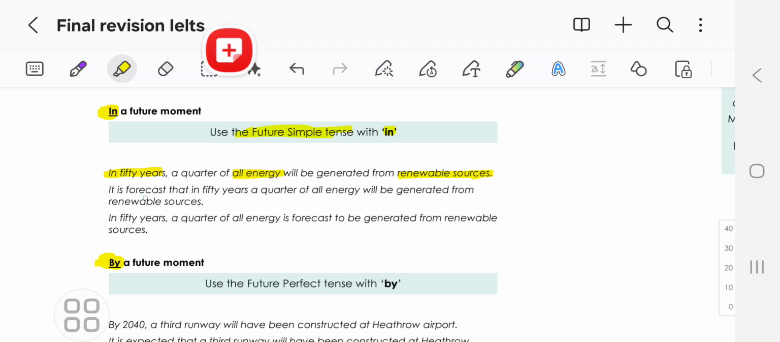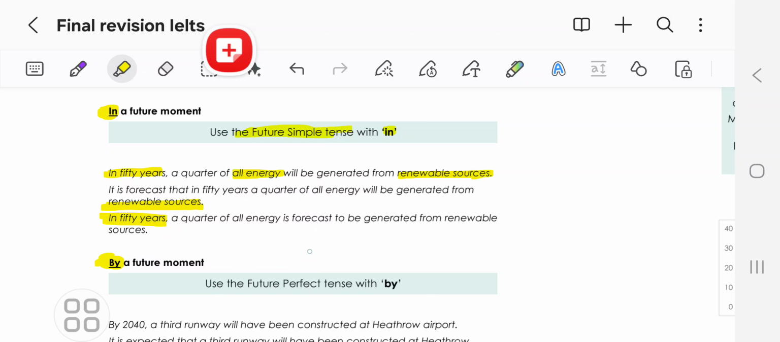It is forecast that in 50 years a quarter of all the energy will be generated from renewable sources. If you remember, there was a question with a pie chart of that particular year, 2050. In 50 years a quarter of all the energy is forecast to be generated from renewable sources of energy. So starting the sentence with 'in 50 years' gives you a very good complex structure to follow.